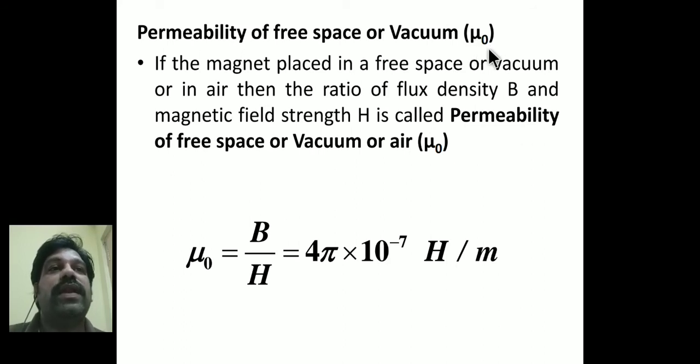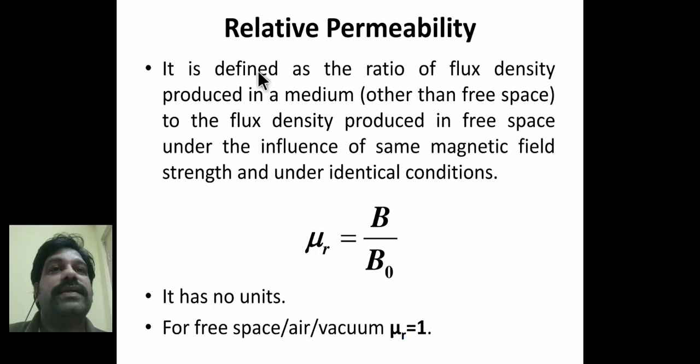So here the naught symbol stands for free space or air or vacuum. Therefore, mu naught can be defined as B by H. So its value can be calculated as 4π × 10⁻⁷ Henry per meter.